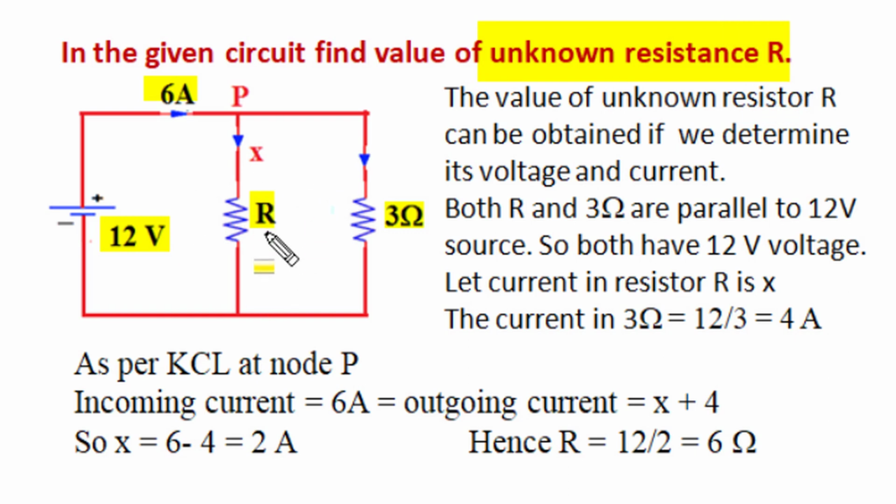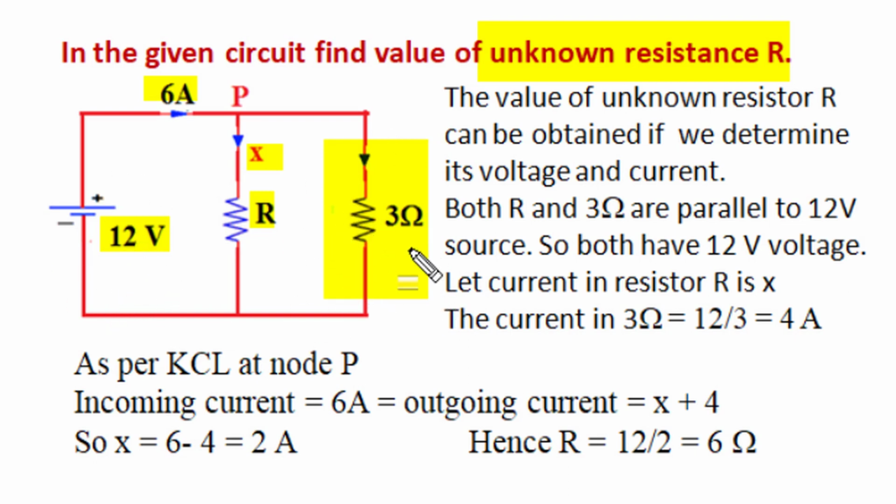Now the value of this unknown resistance can be obtained if we know its voltage, and in this simple circuit, as 12 volt is applied across this R, the voltage of this unknown resistance is 12 volt. So using Ohm's law, if we know the current passing through this unknown resistance, we can find out the value of the unknown resistance. Now to find this current of the unknown resistance, let's call this current X, and let's find out the current in this other branch, the 3 ohm resistance, which is also connected across the 12 volt source.